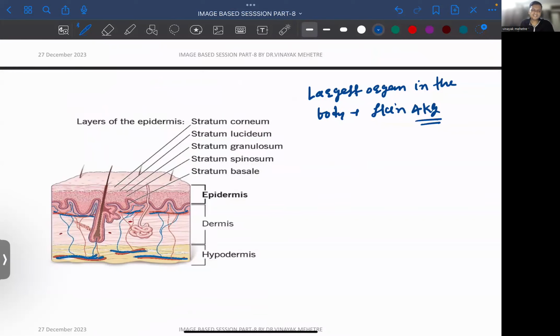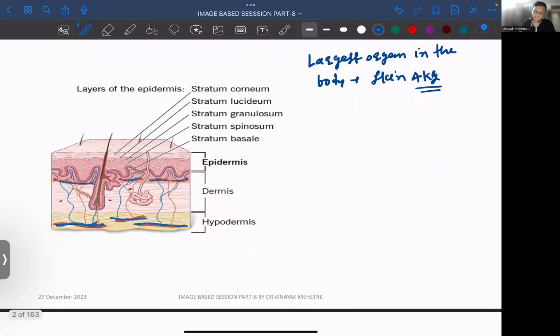In the epidermis we have how many layers? These are 5. Do not confuse yourself. What are the layers of epidermis? These are stratum corneum, lucidum, granulosum, spinosum, and basal. We do need to remember the sequence. This can be remembered by the mnemonic.